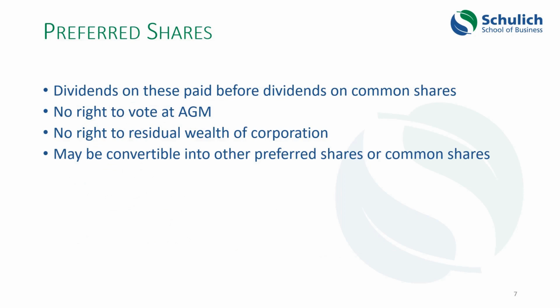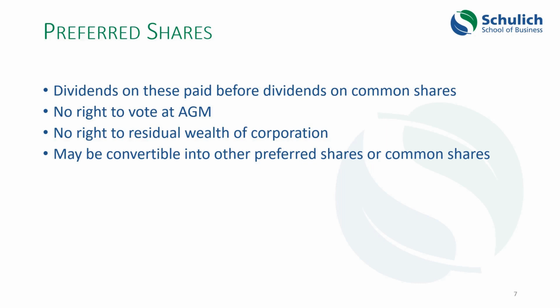The concept of preferred shares hinges on this notion of preferred. And all it means really is that the dividends on preferred shares are paid before any dividends are paid to common shareholders. That's the preference. The preferred shares don't really have any other preferential standing. They don't typically have any voting rights at the annual general meeting, and they don't get the claim on the residual wealth of the corporation the way that the common shareholders do. So there's really no upside, but they do have a priority on getting paid dividends.